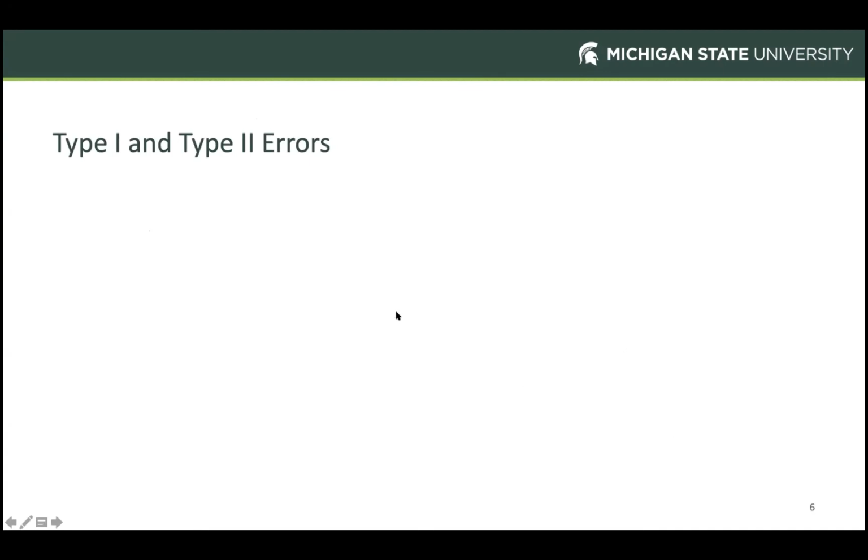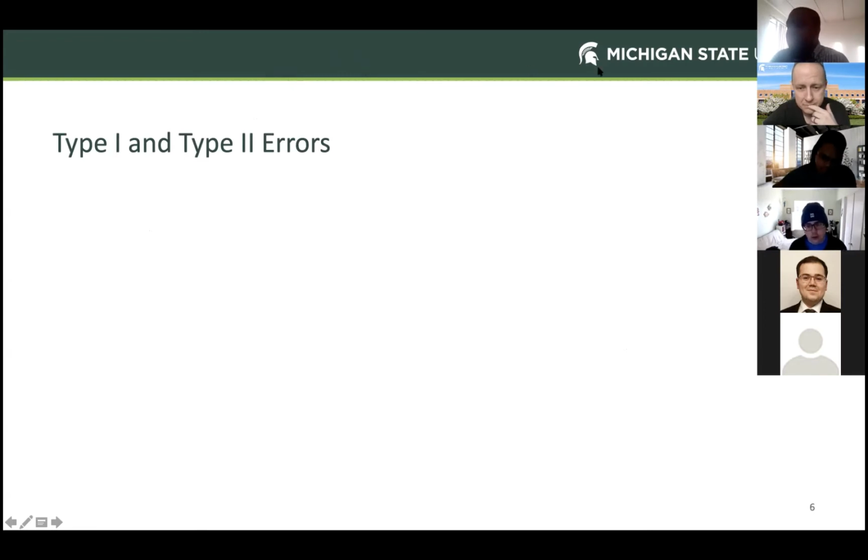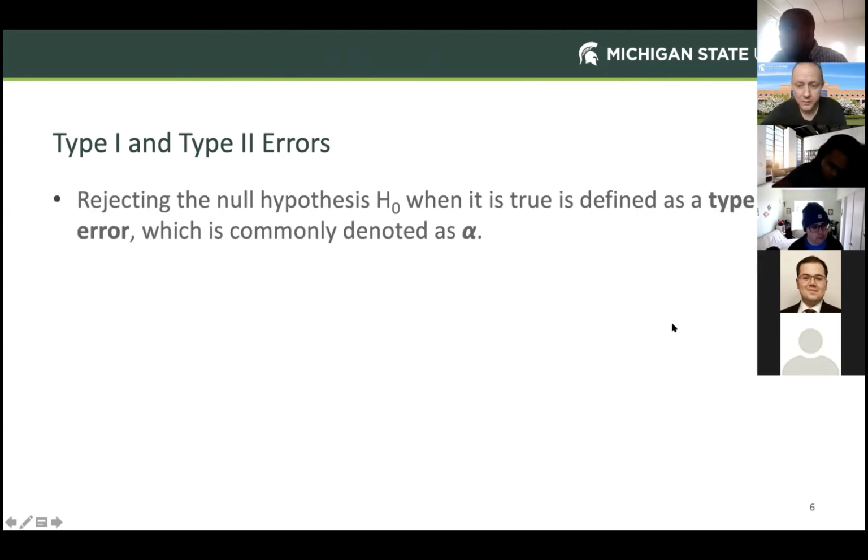Type 1 and type 2 errors. We've talked a little bit about these previously. Can somebody remind me what a type 1 error is or represents? Maybe Travis, I think you had already started us down this path. Was the likelihood of rejecting the null when it's true? Right. So when we reject the null hypothesis when it's actually true, that's defined as a type 1 error, and we'll generally refer to that as alpha or our significance level.